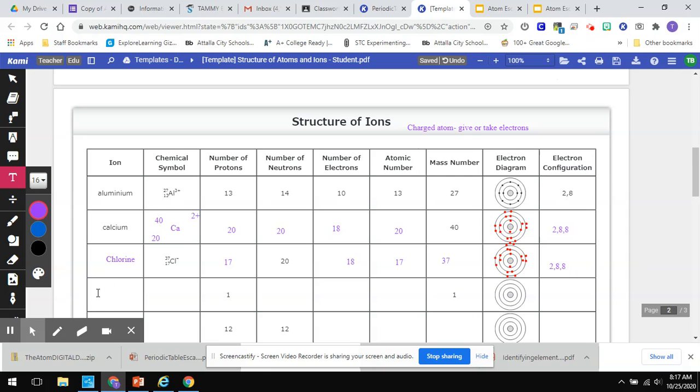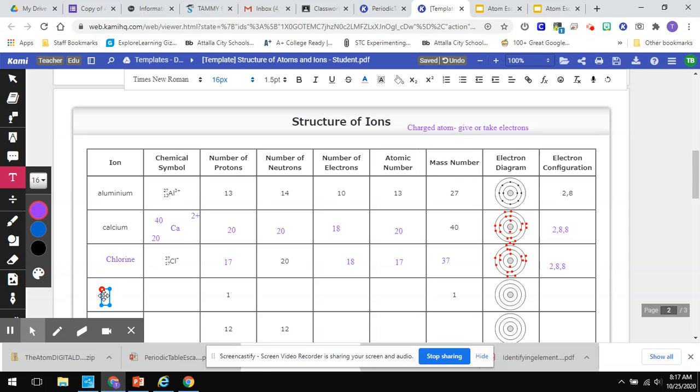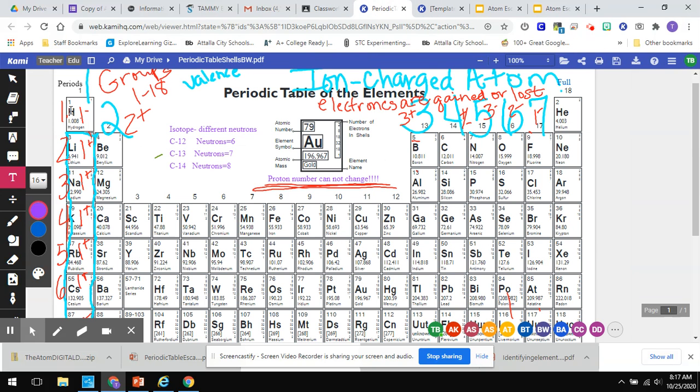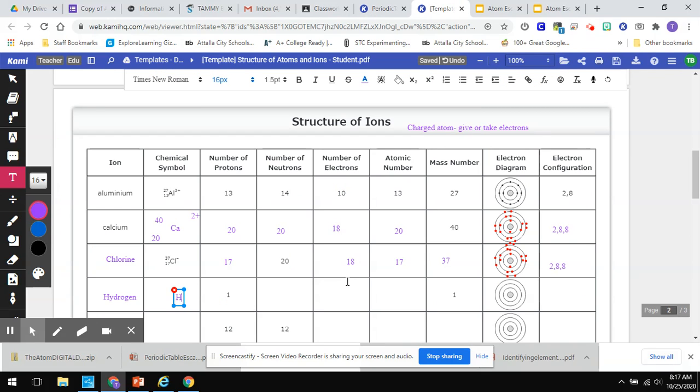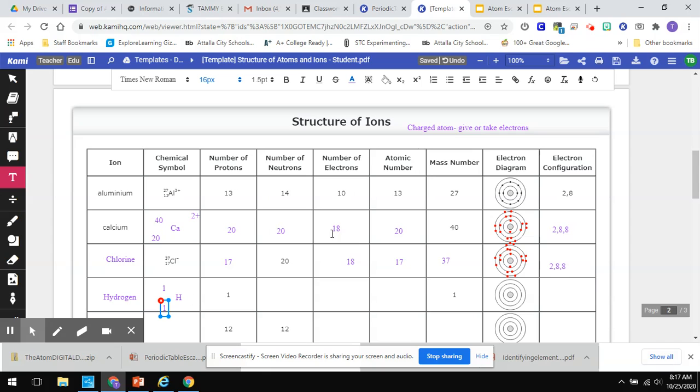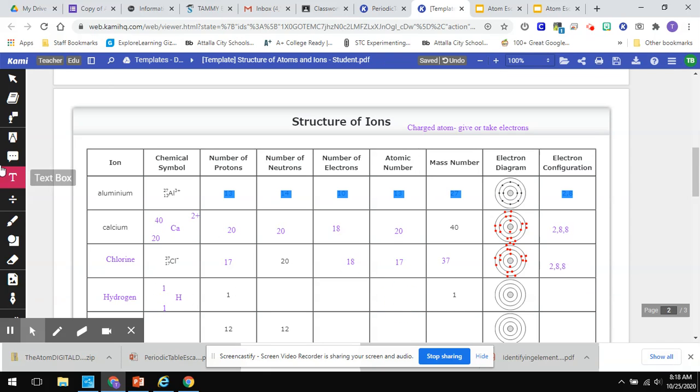I want to say something about hydrogen real quick, which is your next one, and then I'm going to go ahead and move on. So hydrogen, if we go to the periodic table and look at hydrogen, hydrogen has an atomic number of 1 and a mass of 1. So it's going to be a little bit different than the other elements that are in that same group. So we know that its protons is 1. We know that its atomic number is 1.